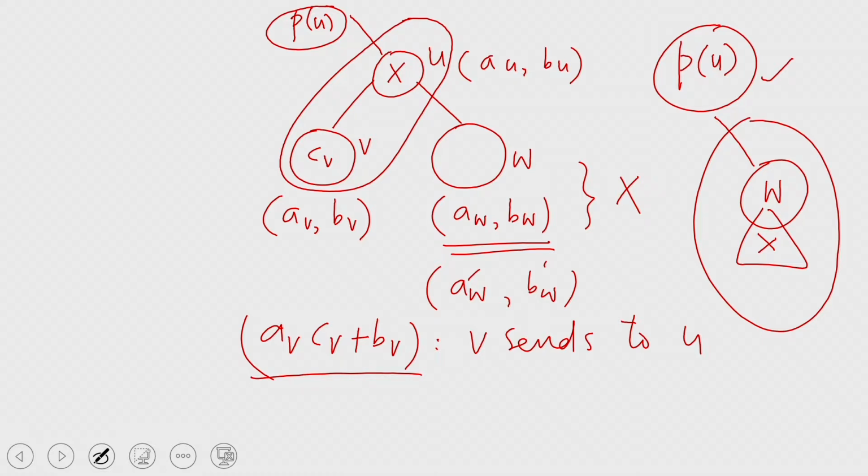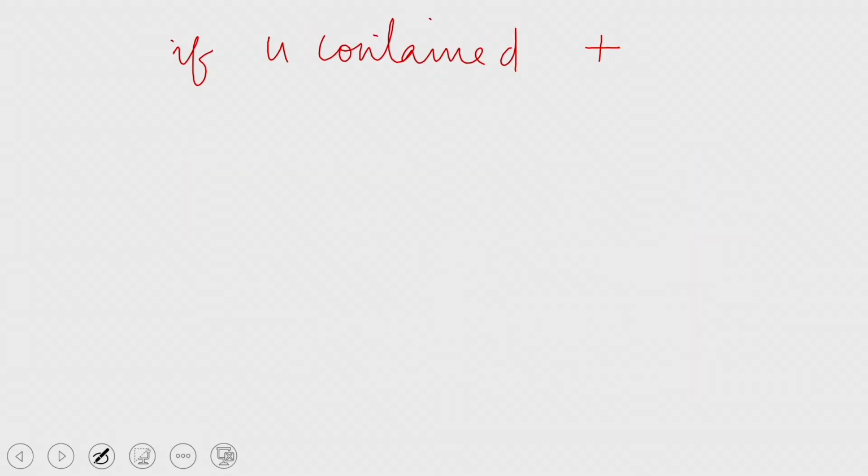So what we have shown is that irrespective of whether U contains multiplication or addition, there exist labels AW prime, BW prime, which upon raking U and V from the tree and used as relabels for W will ensure that the root still evaluates to the same value. So this is what happens when we perform exactly one rake operation.